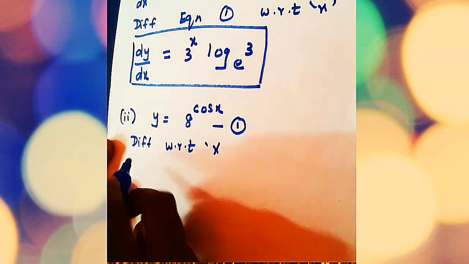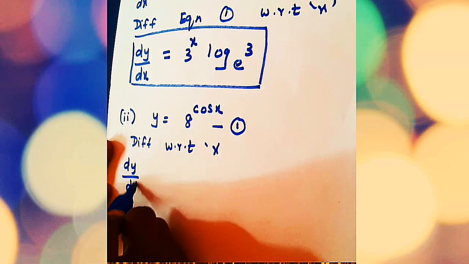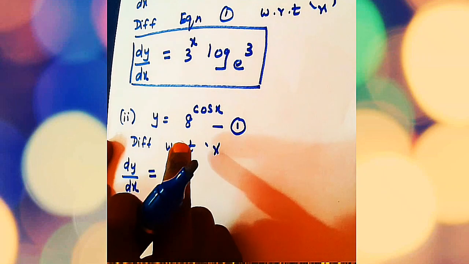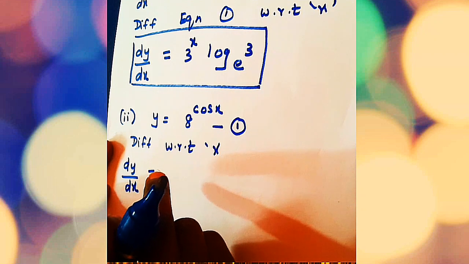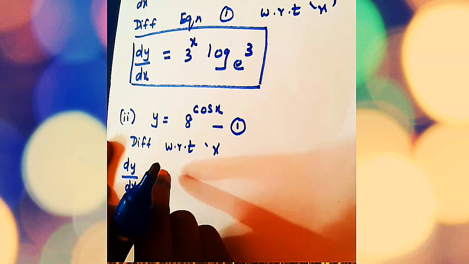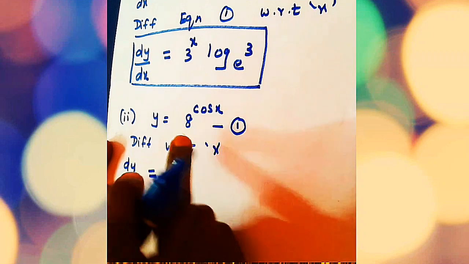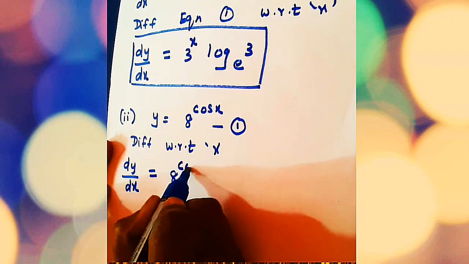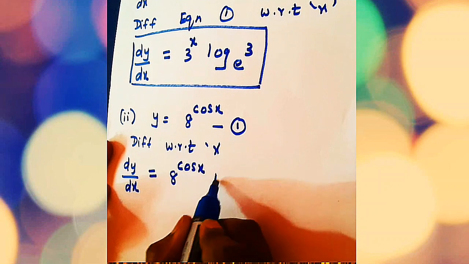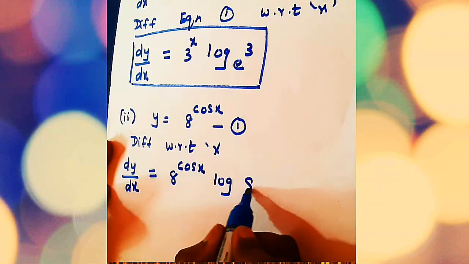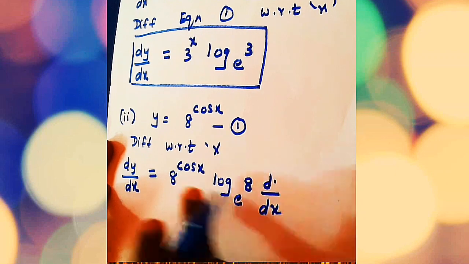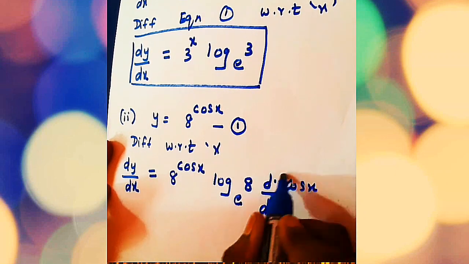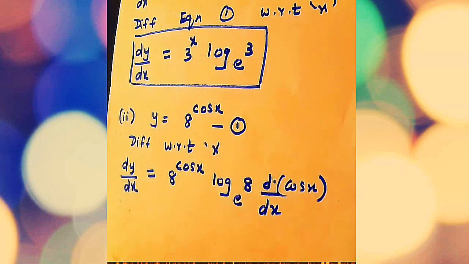Differentiation of y with respect to x is dy by dx, which is equal to the differentiation of a to the power x. Everyone say with me, what is the differentiation of a to the power x? a to the power x log a to the base e. So what is a actually? 8. 8 to the power cos x log 8 to the base e. Again, you have to differentiate the power. What is the power here? Cos x. This is the rule. This is how you're going to solve this. You can have a look.